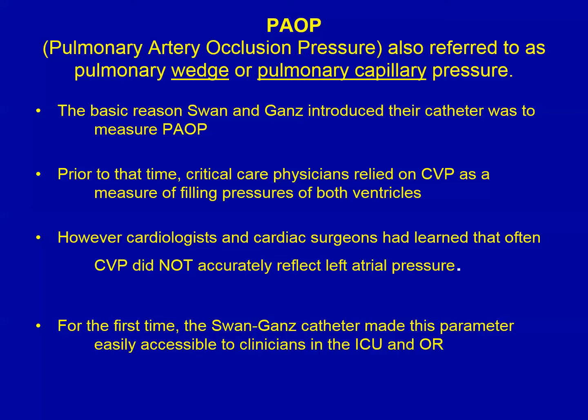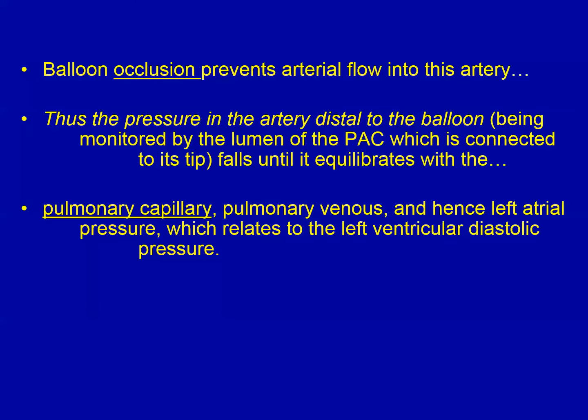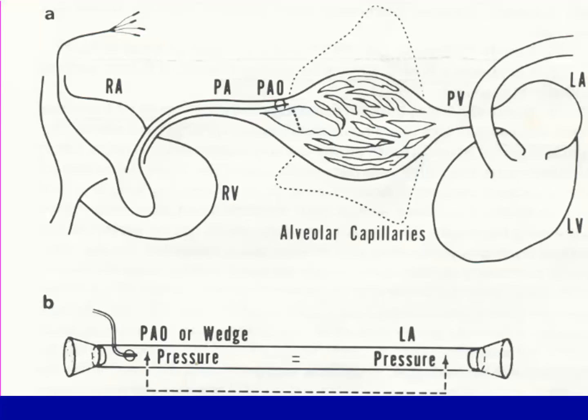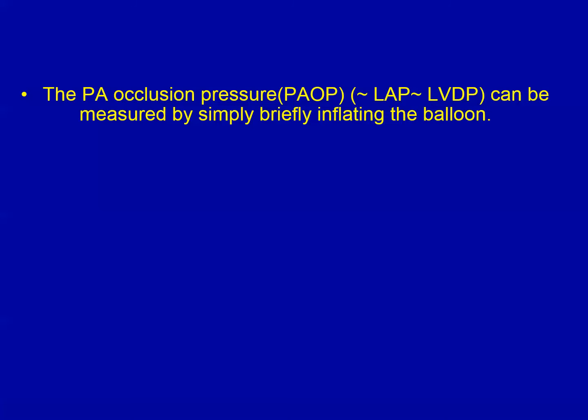The pulmonary artery occlusion pressure, also called the wedge pressure or the pulmonary capillary pressure, is the real reason that Swan and Ganz introduced their catheter. Prior to that time, clinicians assumed that the CVP was a good measure of left atrial pressure, but subsequently it is well known that that is no longer true. When the balloon is occluding a pulmonary artery, the distal pressure falls until it equilibrates with the left atrium, and thus you have, if you will, a water manometer that allows you to measure the pressure in the left atrium.